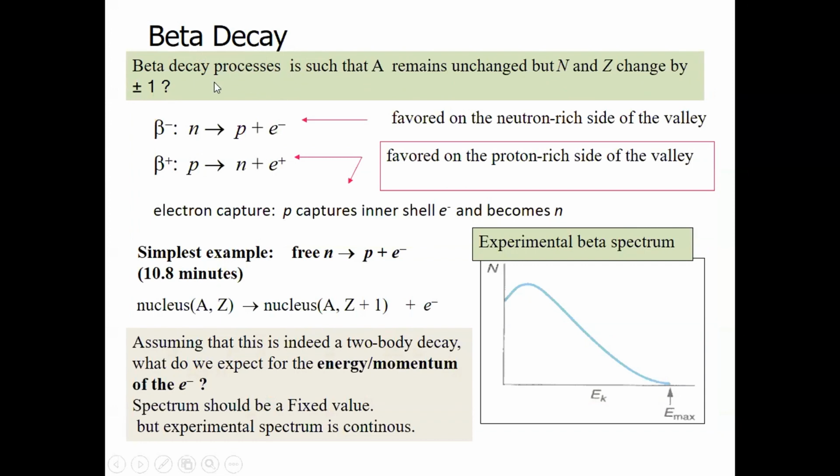Once we consider the beta process, it is such that A remains unchanged in a nucleus. A stands for the total number of nucleons. It means that the total sum of the neutrons and the protons is constant, but N will change and Z will change by plus minus 1. There are two types of beta decay. Beta minus decay is a decay in which the neutron breaks to a proton and an electron.